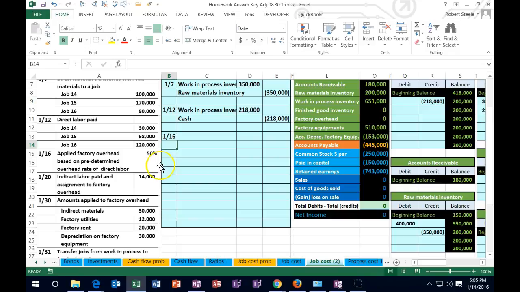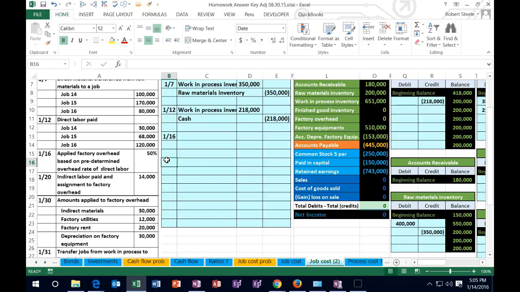So we came up with 50% of labor, and that's an arbitrary number. It's an estimate that we came up with. It has nothing to do with labor. Overhead has nothing to do with labor or payroll. That's just an estimate to make us see how large the jobs are.